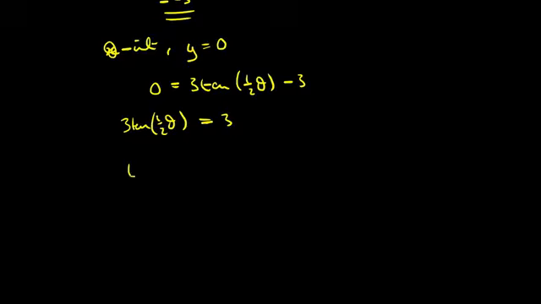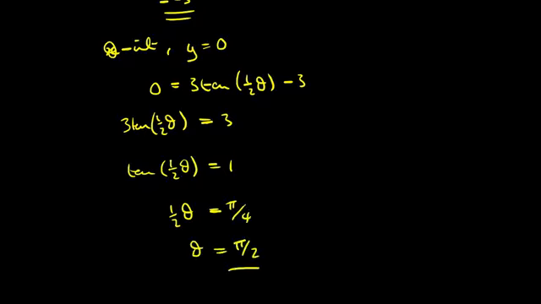So tan a half theta is going to be equal to 1. And if you do the tan inverse of 1, what you're going to get is 45 degrees. But remember, we're working with radians, so we're going to get pi by 4 radians. So a half theta is equal to pi by 4 radians. And therefore, theta is equal to twice that, which is pi by 2.